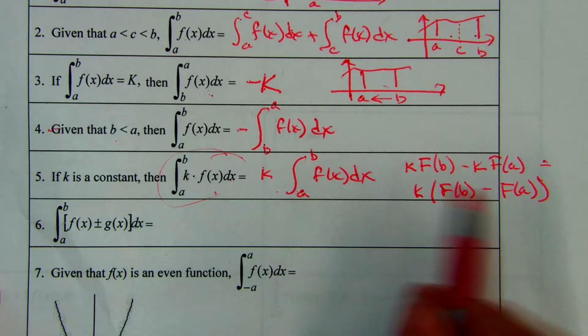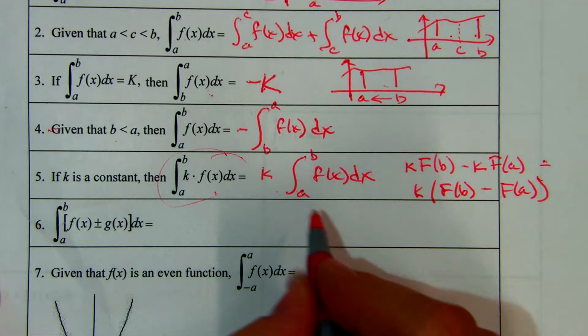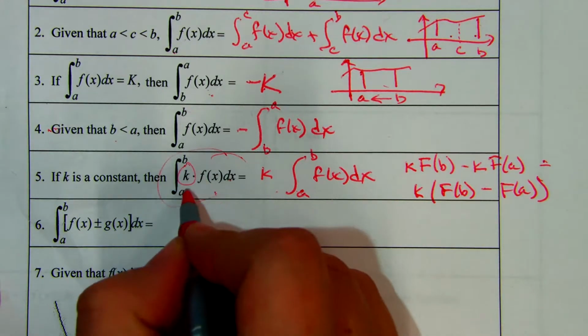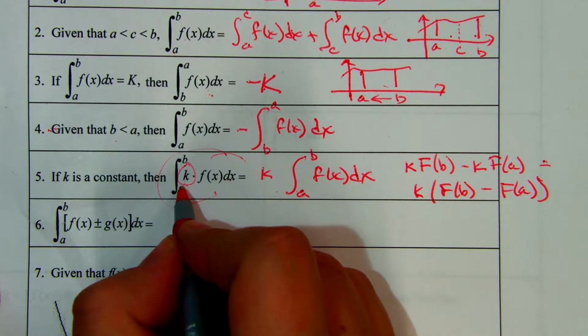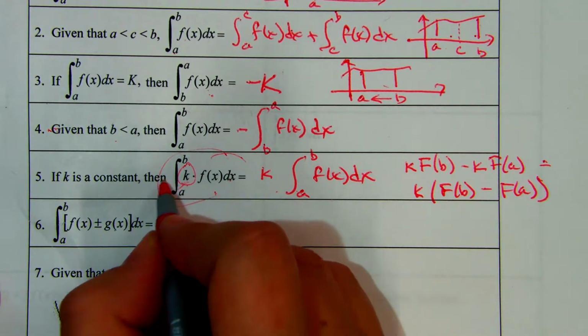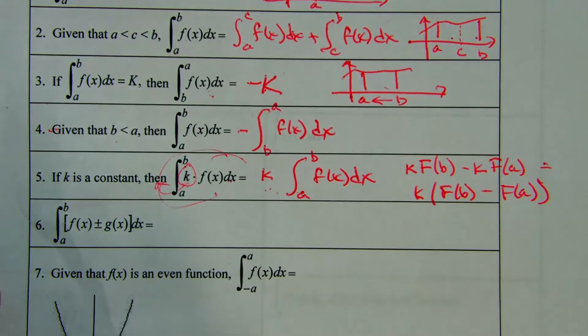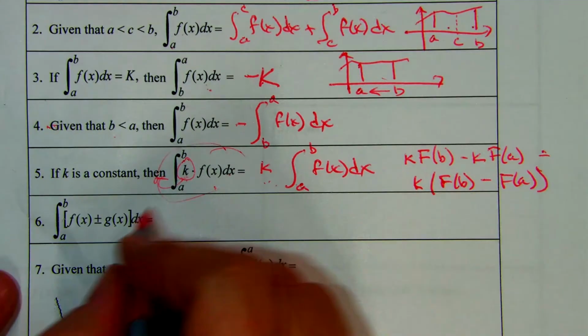So anyway, it's really sort of like a distributive property thing. Basically what this is saying is if you have something you're multiplying by, a scalar, you can just pull it out and put it out in front of the integral. Sometimes that makes it easier.